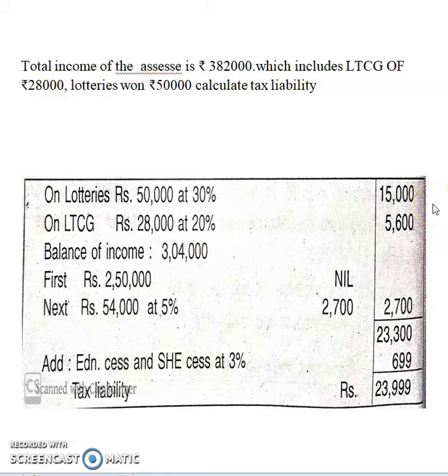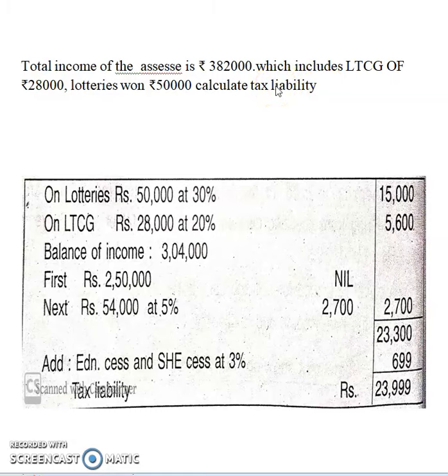Here is a very short problem we are working out on tax liability. Welcome to the class. Here the total income of the assessee is given. LTCG and lottery incomes were included in that particular amount. Based on this information, we are supposed to calculate the tax liability of the assessee.